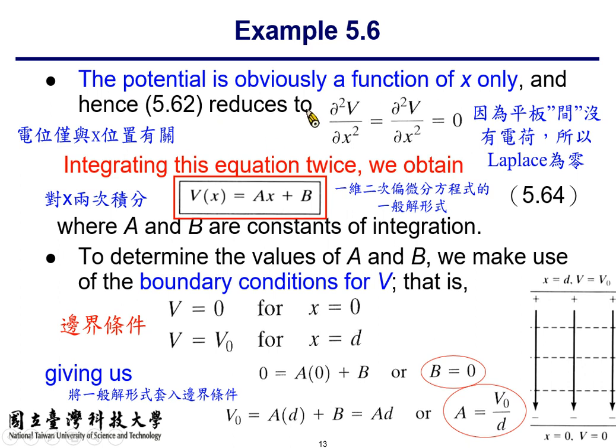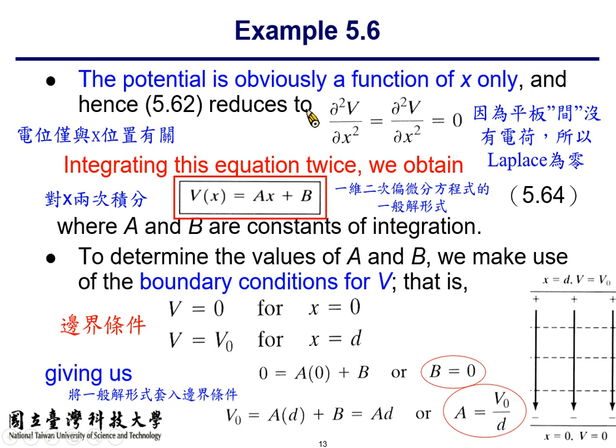So according to the voltage variation, it can be regarded as a one-dimensional second-order differential equation. And the general solution for this kind of geometry is Ax plus B, where A and B are constants that can be solved with known boundary conditions. And what are the boundary conditions that we have?